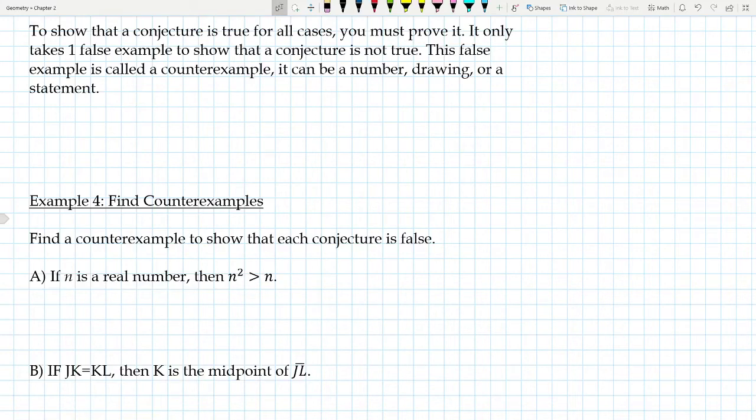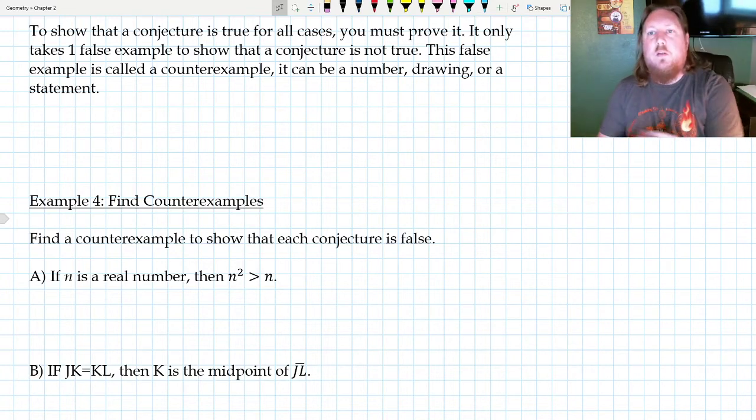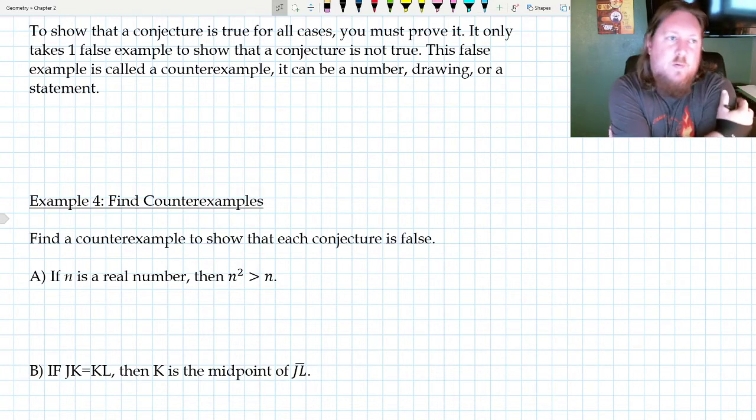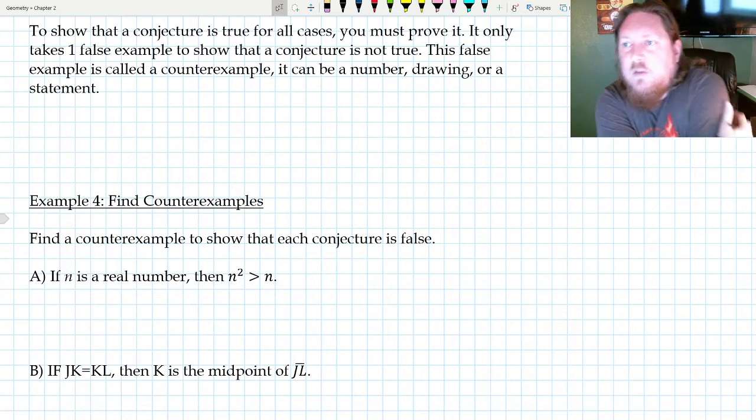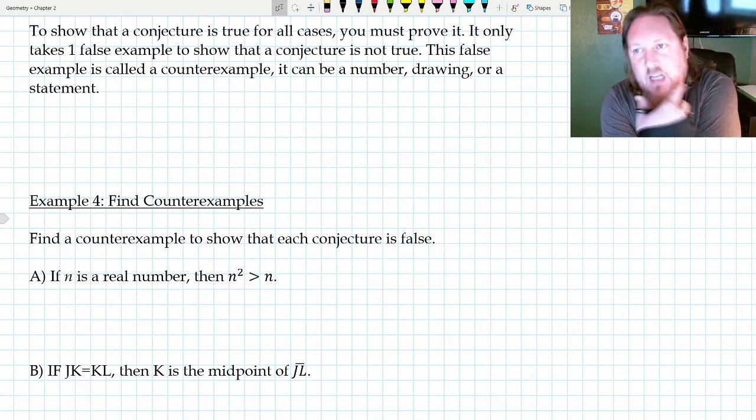All right. To show that a conjecture is true for all cases, you have to prove it. And I've mentioned that a couple of times. That's why I keep writing "it seems," because we actually haven't proven things.